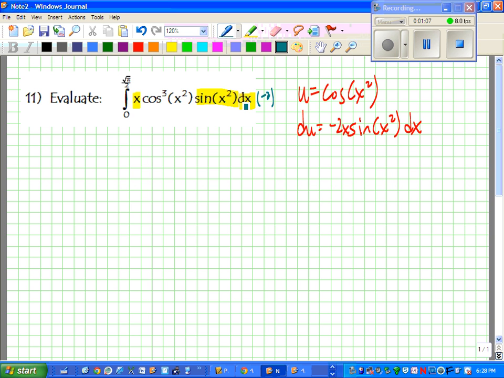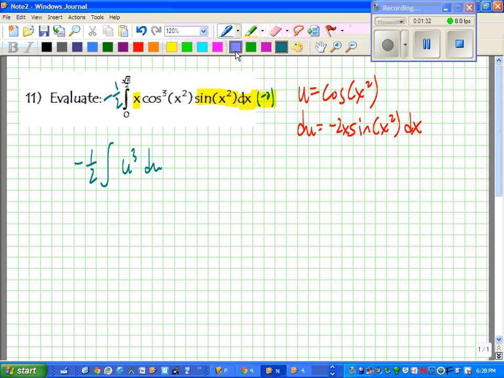So I'm going to multiply the inside by negative 2, outside by negative 1/2 to keep everything balanced. So we have negative 1/2 times this definite integral. We'll change those limits here in a second. This cosine cubed of x squared, the cosine of x squared is u, so this becomes u cubed, and all the yellow part is du.